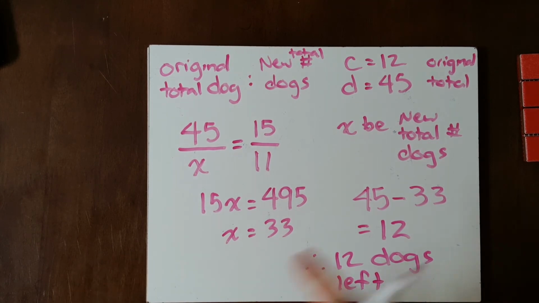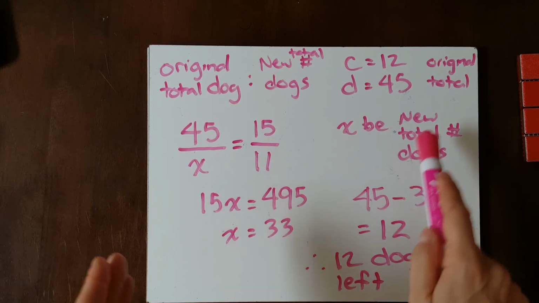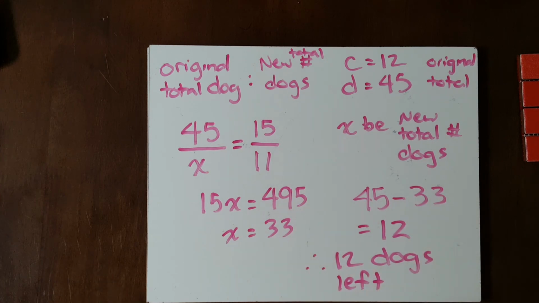You can try using this, but compared to the other one I used, I think in that question it was girls to boys, and then x stood for the number that left. Here my x is the new total of dogs. So there's two different ways that I showed you to answer this type of question. Try them both out and see which one you like better.